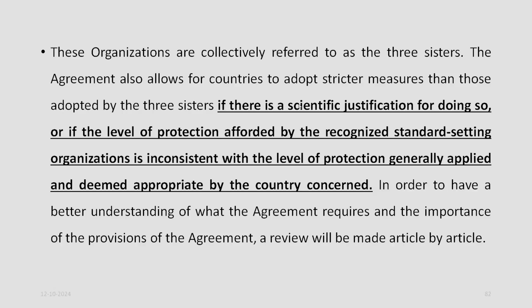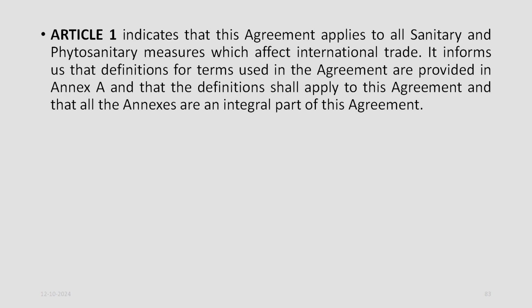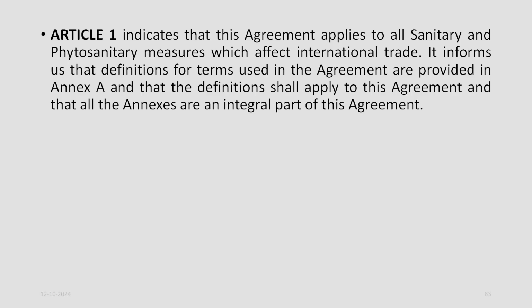In order to have a better understanding of what the agreement requires and the importance of its provisions, a review will be made article by article. We will take a cursory glance at the key articles that discuss the main rules of sanitary and phytosanitary measures. Firstly, Article 1 indicates that this agreement applies to all sanitary and phytosanitary measures which affect international trade. Basically, the concept of sanitary and phytosanitary measures is with regard to cross-border trade.